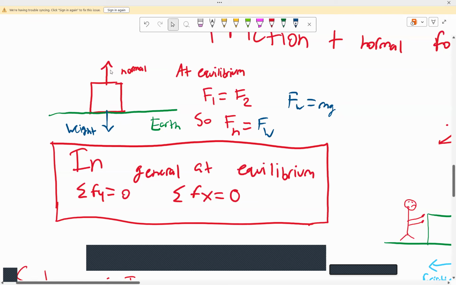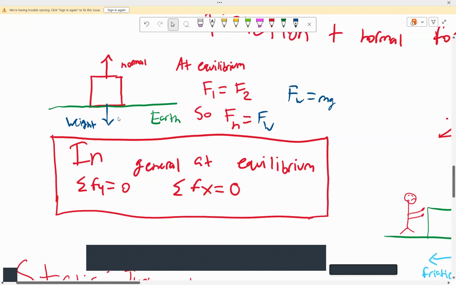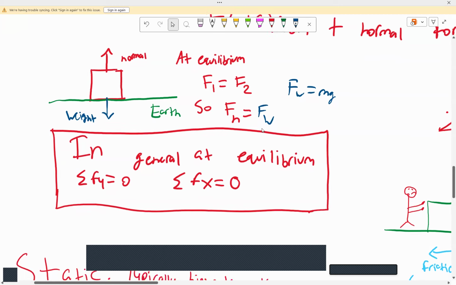Then the normal force points upwards. I'll get more into Newton's three laws later, but this is an example of force pairs, which is Newton's third law. For something to be at equilibrium, it needs a force that is equal in magnitude but in the opposite direction, so that it's not moving. Normal force, when an object is on the earth, is the opposite force of the weight force. So at equilibrium, force 1 is equal to force 2: the normal force is equal to the weight force.